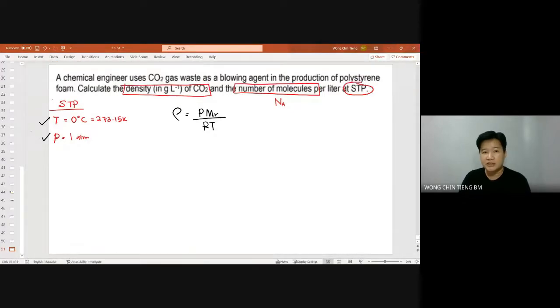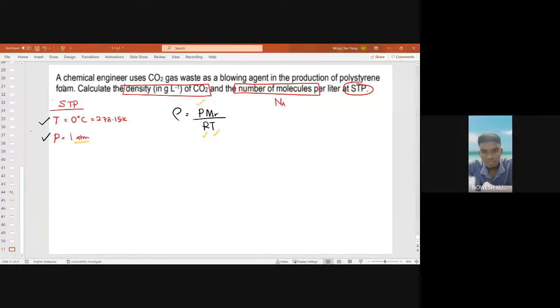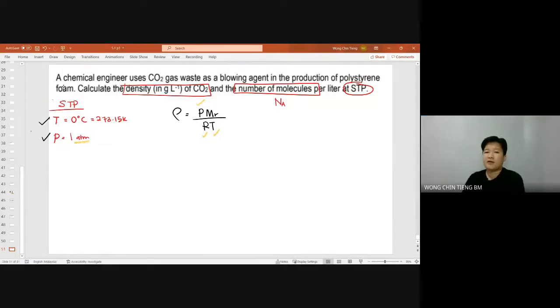Dan kamu dah nampak dah, benda yang kita perlu kita dah ada. Pressure kita dah ada. Sebab pressure adalah 1 atm, so R pun kita dah ada. Temperature pun kita dah tahu sebab satu perkataan je, STP, kita tahu semua benda tu. And my question over here, molar mass berapa? Molar mass berapa ataupun molar mass siapa? 44 CO2. Molar mass of carbon dioxide. I want density answer now.